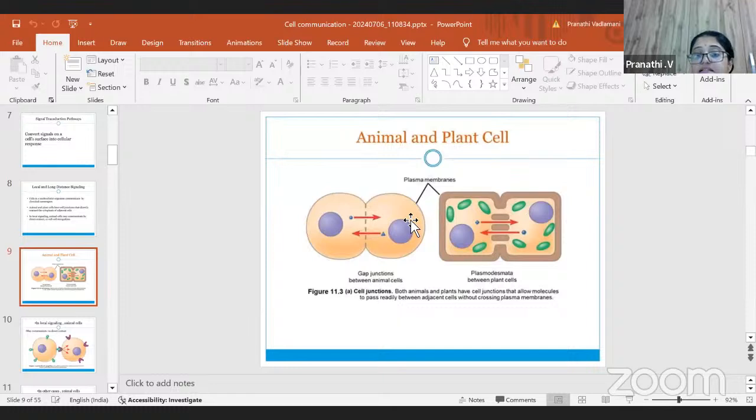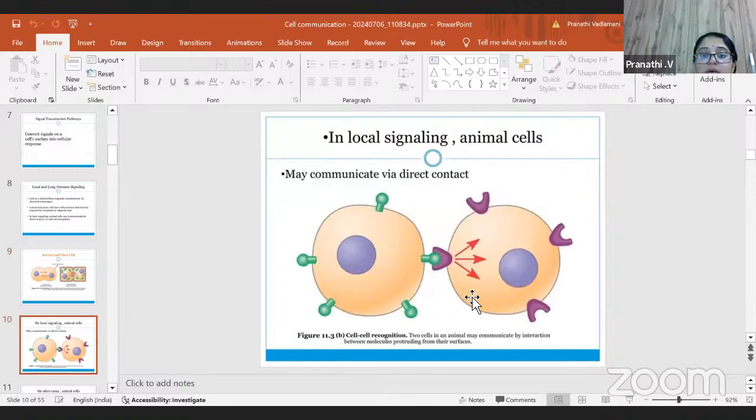When it comes to animal cells and plant cells, in the plant cells you have something called plasmodesmata, which helps the cell signaling molecules transfer from one cell to another. In the animal cells, you have the gap junctions. So local signaling in animal cells can be direct. The cell is directly in contact with the next cell through a carrier protein, and signal molecules attach to the receptor on the next cell, and the cell signal is passed on through signal transduction.